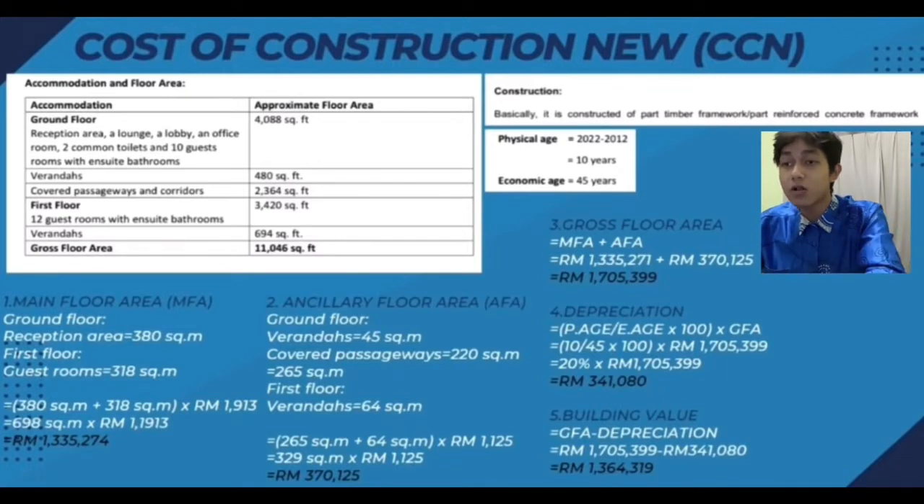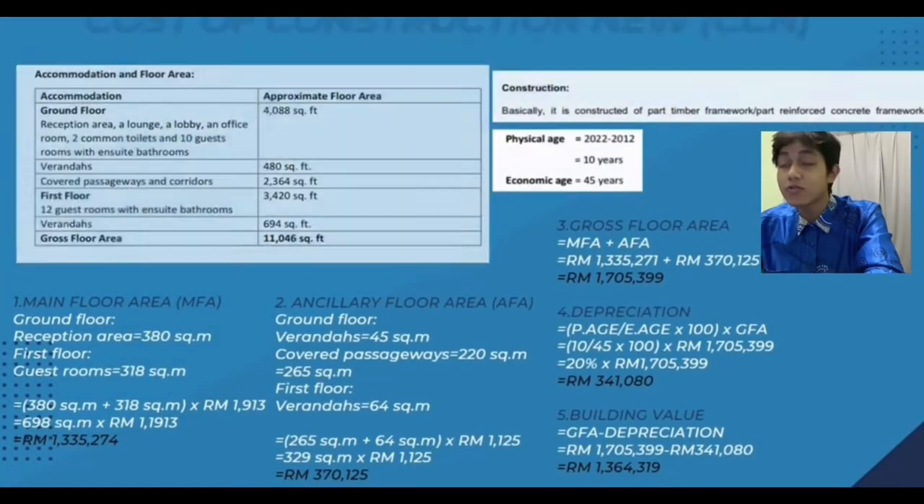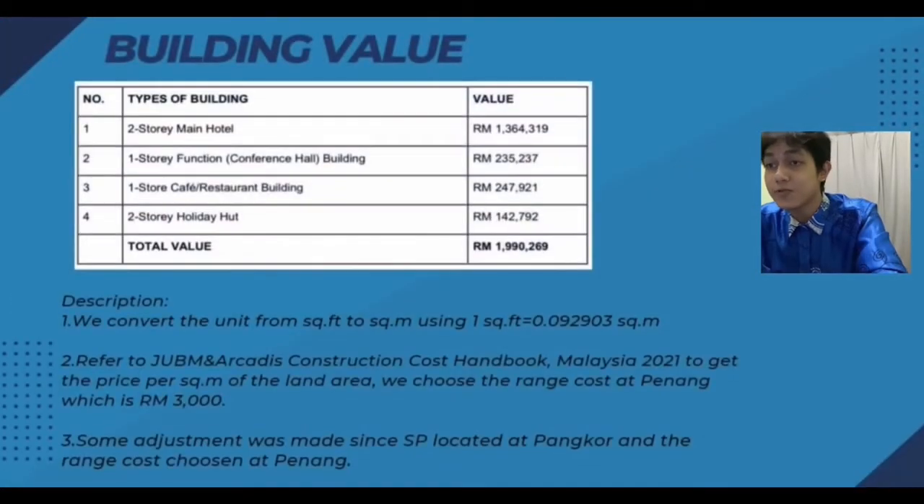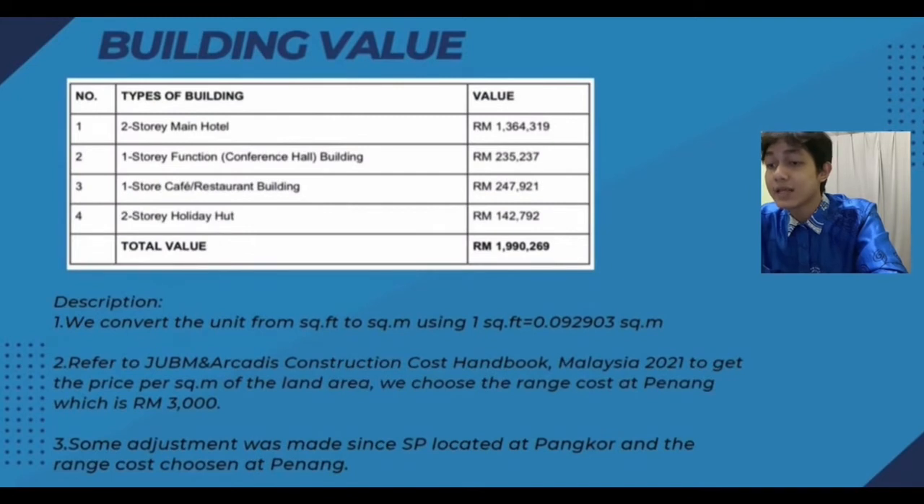After we calculate all of the items, we can proceed to calculate the building value, which is the formula for building value is ground floor area minus depreciation. So 1,705,399 will be minus with 341,080, and then the total will be 1,364,319. That is the building value for two-story main hotel. The total value for building value is 1,990,269. So that is for building value.